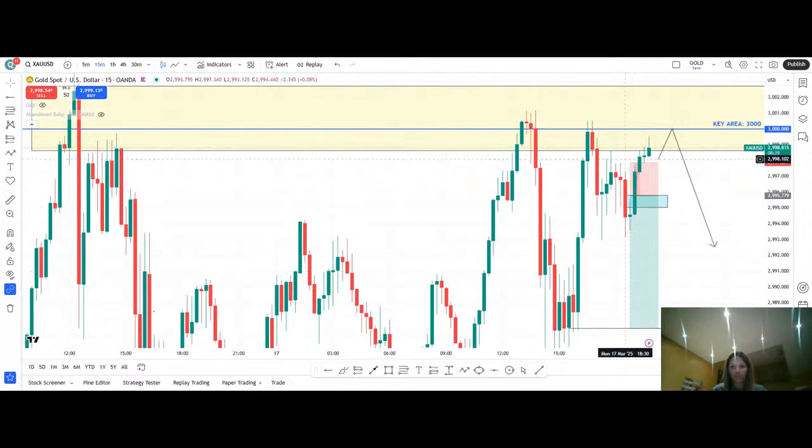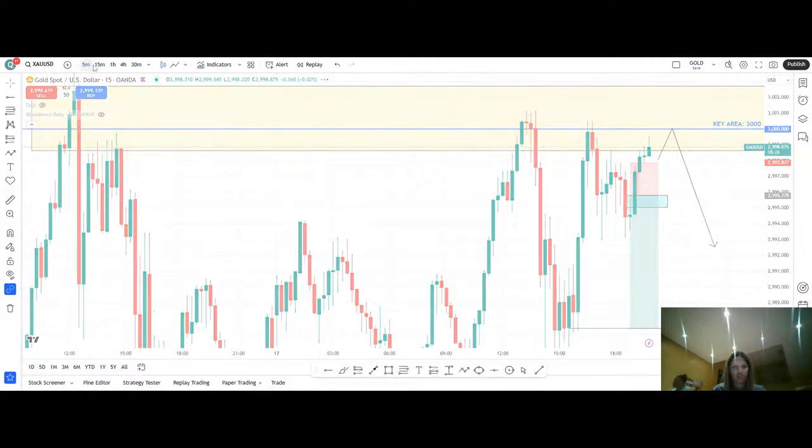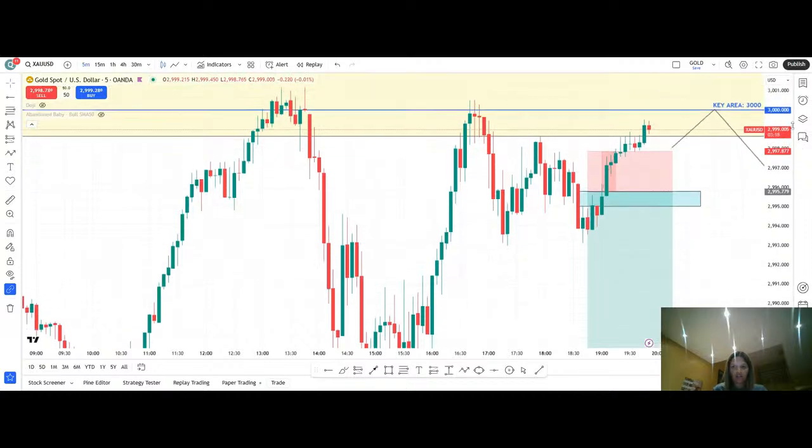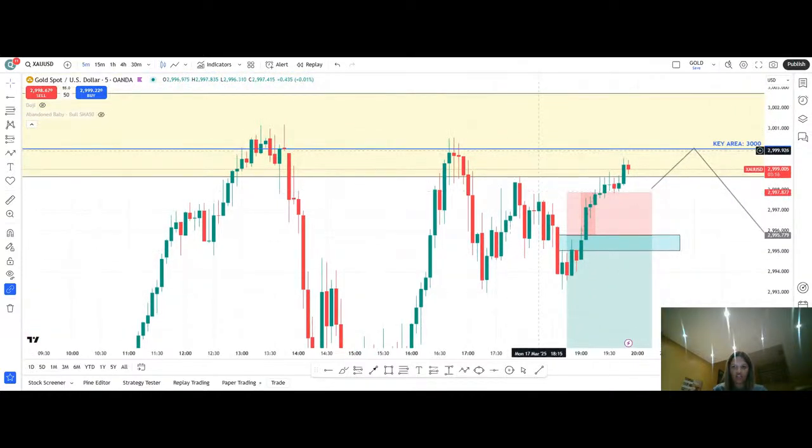It's a good thing we got out when we had to get out. Because you see, even after this consolidation, price shot all the way up. No, it must still come back and retest. It's not yet retesting 3000. It must still come up.